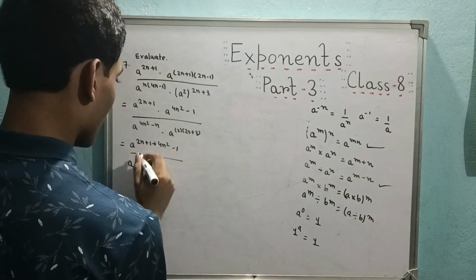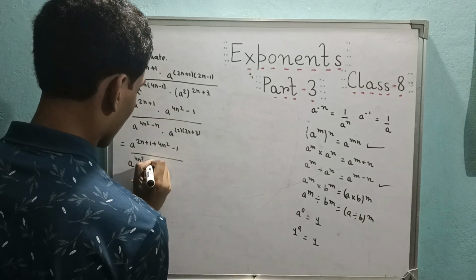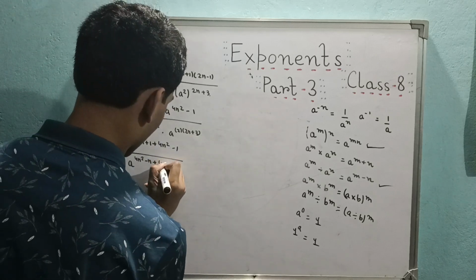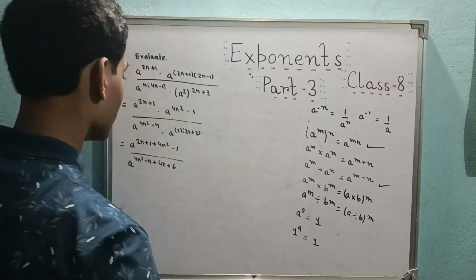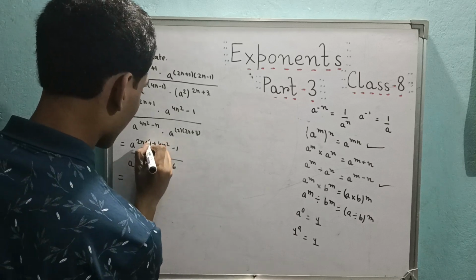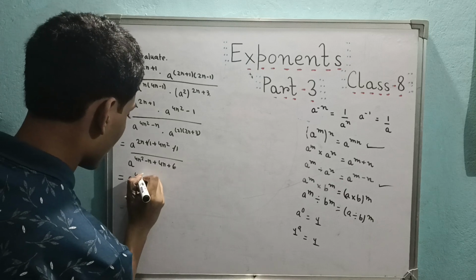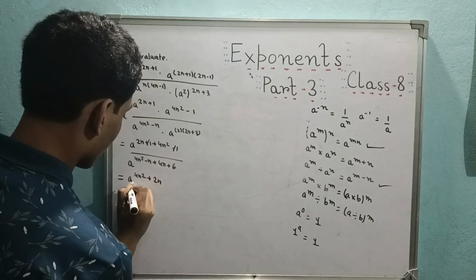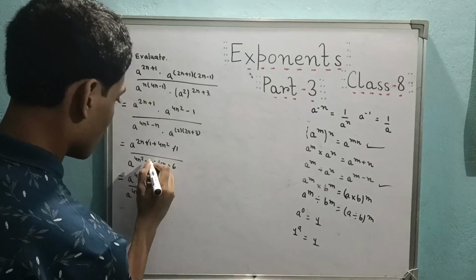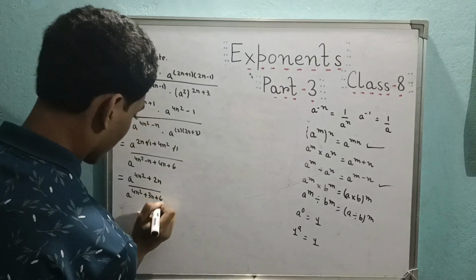Here also, base multiplication is happening, so powers will get added up. So this is 4n plus 6, right? Got that? Now, just do some simplifications. So, a to the power 4n square plus 2n divided by a to the power 4n square minus n plus 4n plus 3n plus 6.